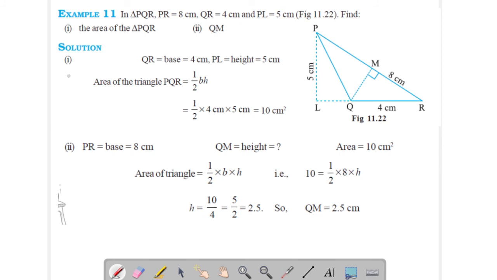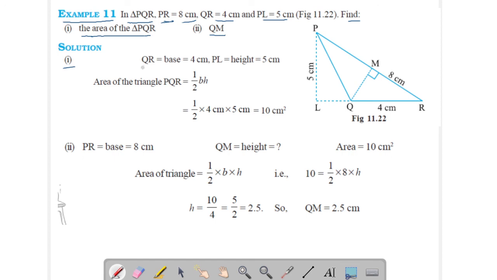Now come to example 11. In triangle PQR, PR equal to 8 centimeter, QR equal to 4 centimeter and PL equal to 5 centimeter. In the first part you have to find out the area of triangle PQR and in the second part you have to find out the length of QM. So see the solution here in this figure.